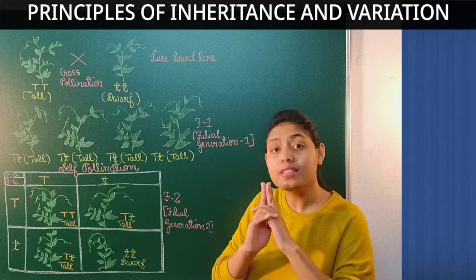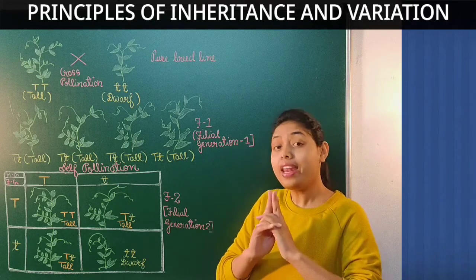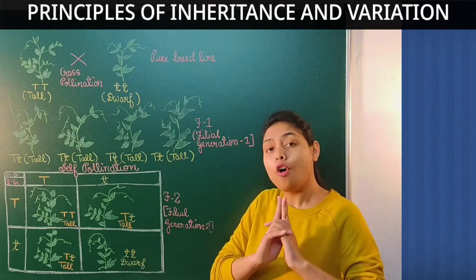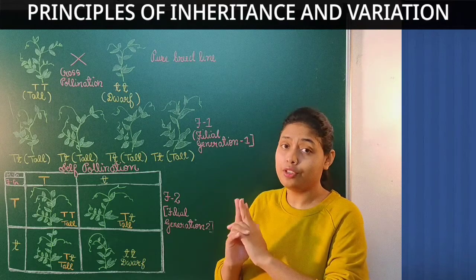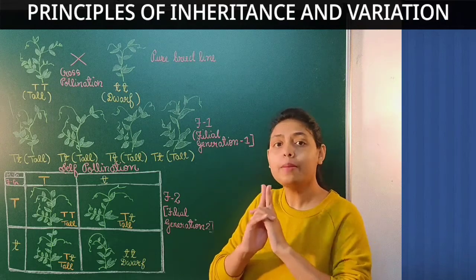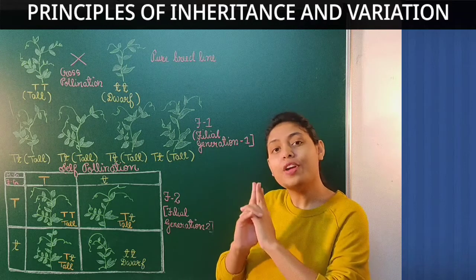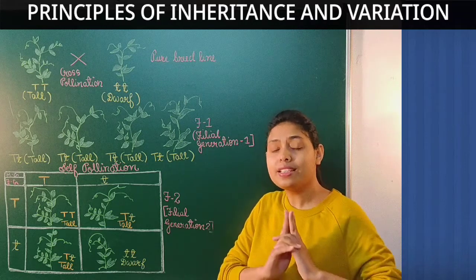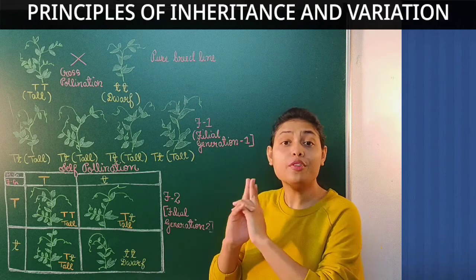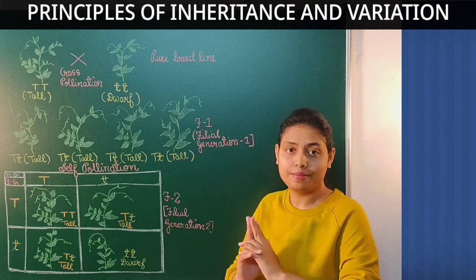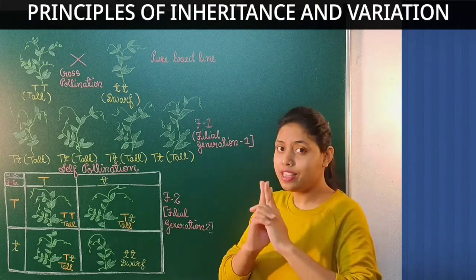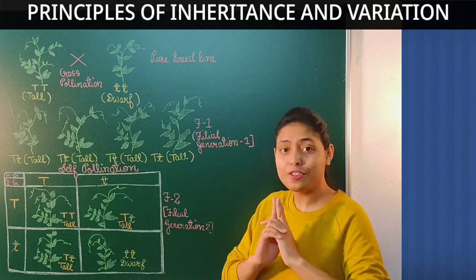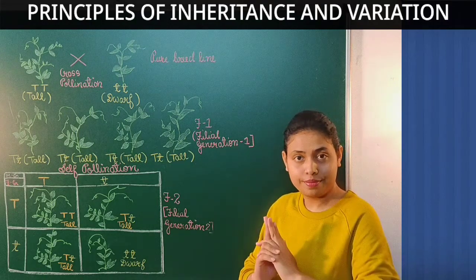Whereas the phenotype of all the plants produced in the F1 generation was the same. That means all the plants were tall and had the same genotype expression, that is capital T and small t, or heterozygous combination. Mendel then self-pollinated tall plants of the F1 generation.